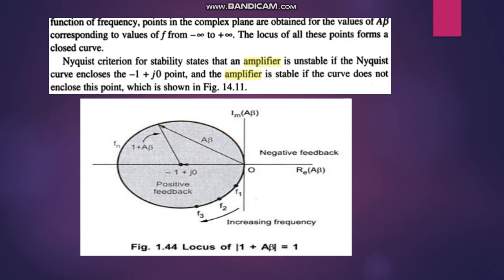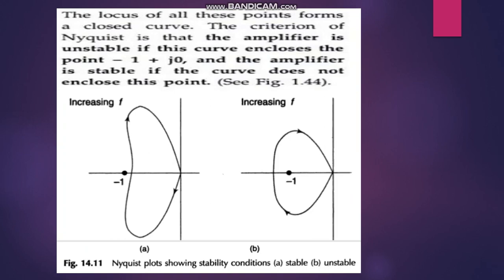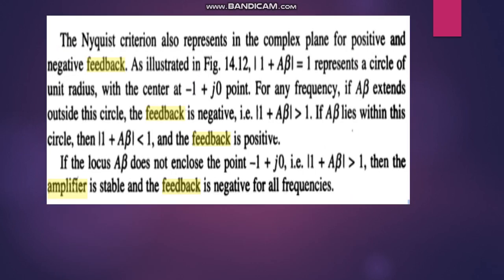If A into beta lies outside the circle, that is the negative feedback, modulus of 1 plus A into beta greater than 1. If this A into beta lies within the circle, that is called positive feedback, that is modulus of 1 plus A into beta less than 1. From this diagram you can understand: if the locus A into beta does not enclose this point, minus 1 plus j naught, then modulus of 1 plus A into beta is greater than 1, so the amplifier is stable.